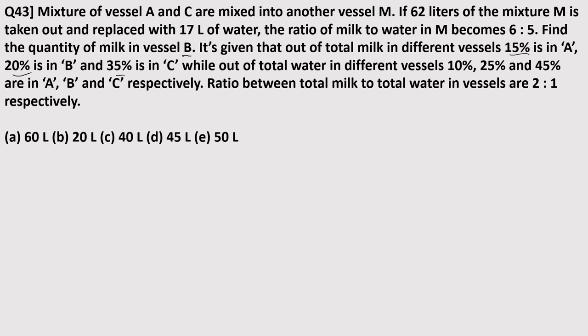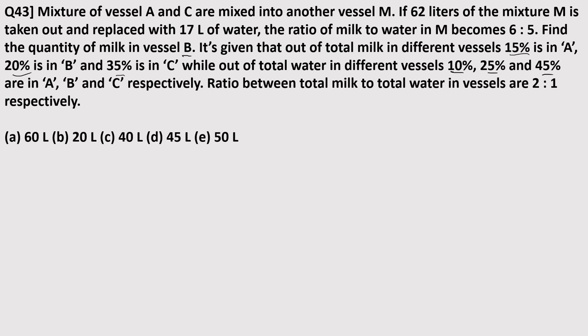Fine. Now, question continues and says, while out of the total water in different vessels, 10%, 25% and 45% are in A, B and C respectively. Now see here, also water in A, B and C are 10%, 25 and 45%. Total is 55 plus 25 is 80%. Total is 80% water till now. Other 20% water should be in other vessels, like I told X, Y, Z. No information is given for that.